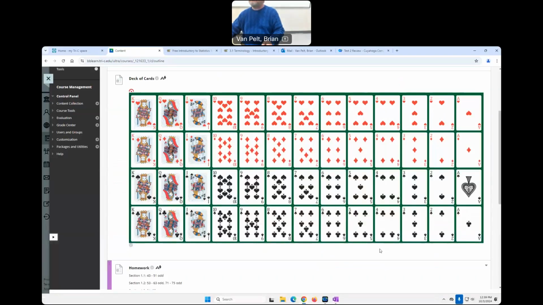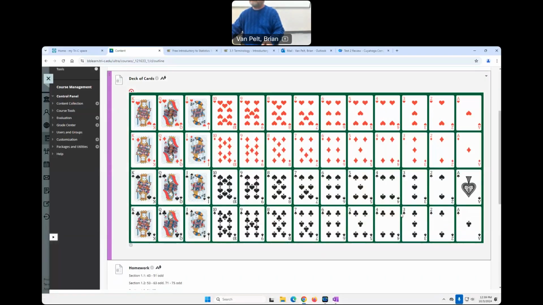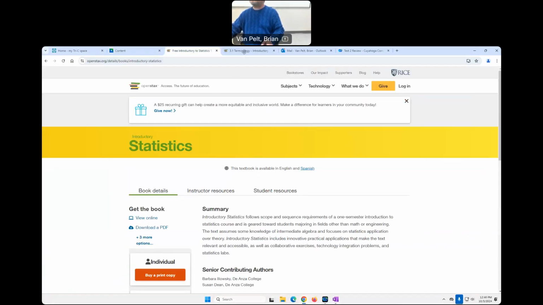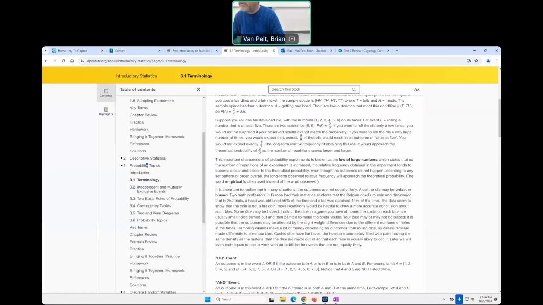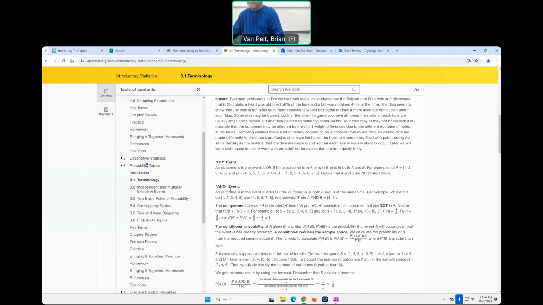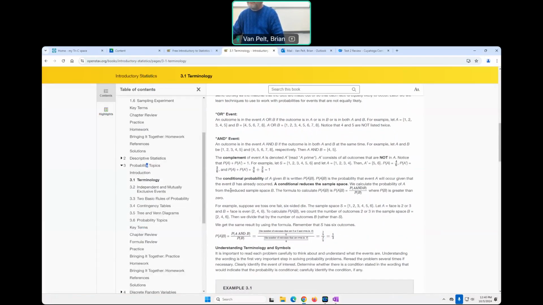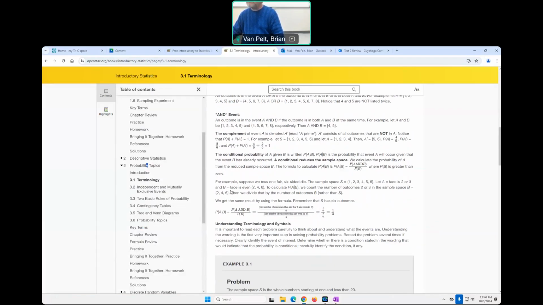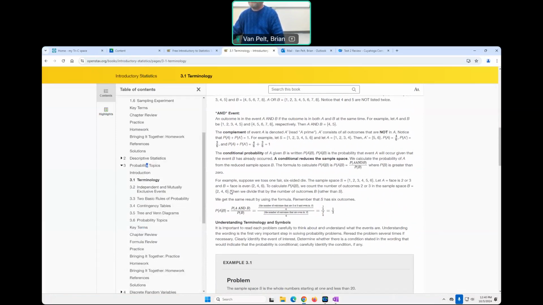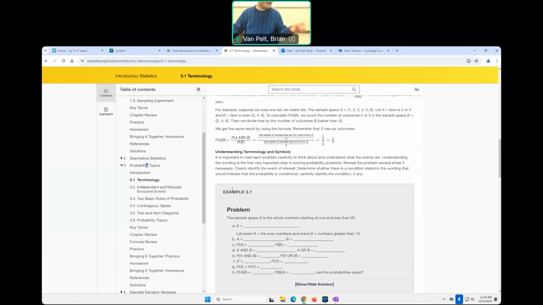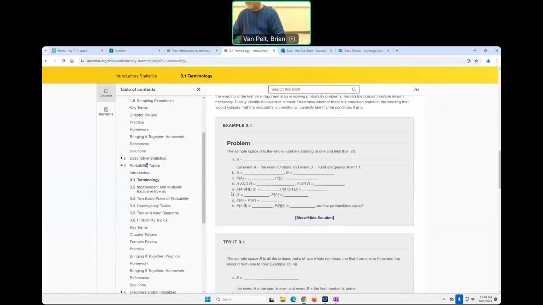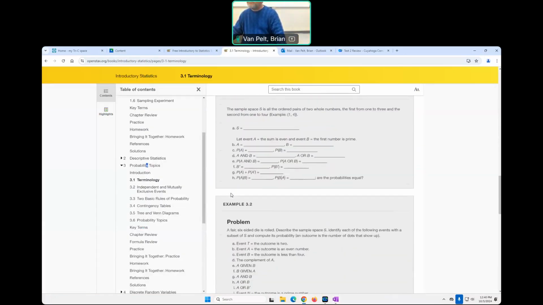Let's go with this here. Most of the stuff here, outside of an or and and event, I'm not going to do a lot of. I don't see much in the way of asking you about terminology per se, other than that I'll use the terminology and I'll expect that you know what I mean when I use it.